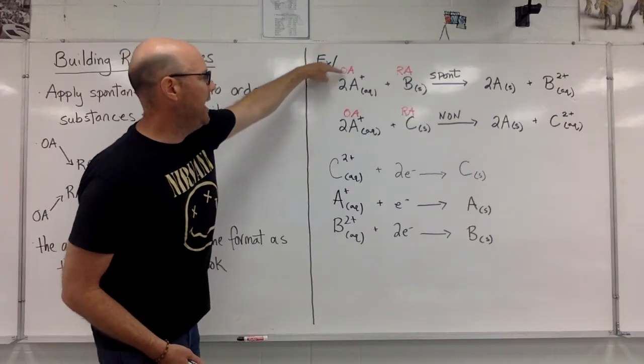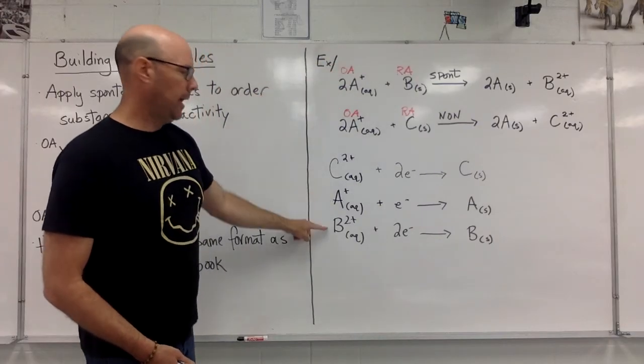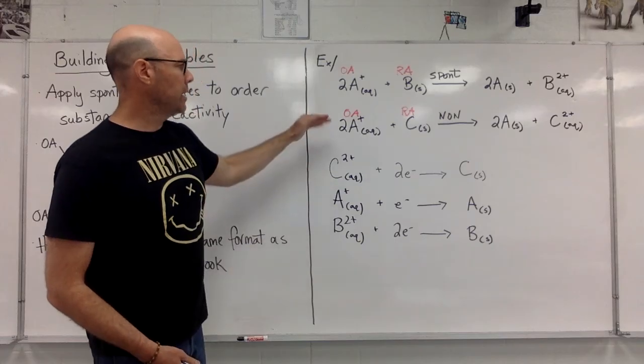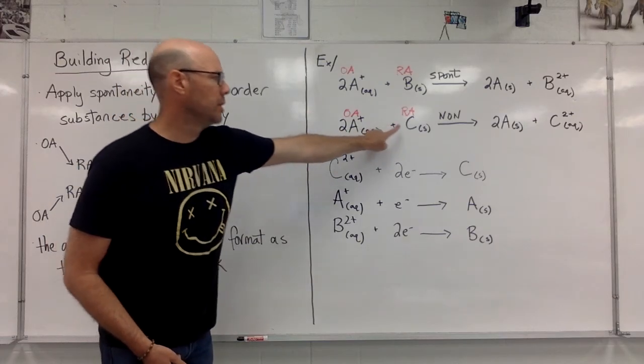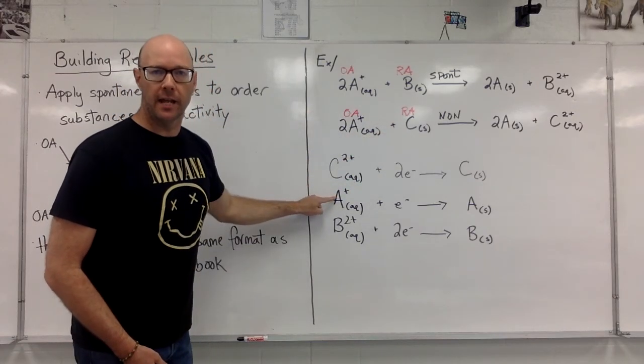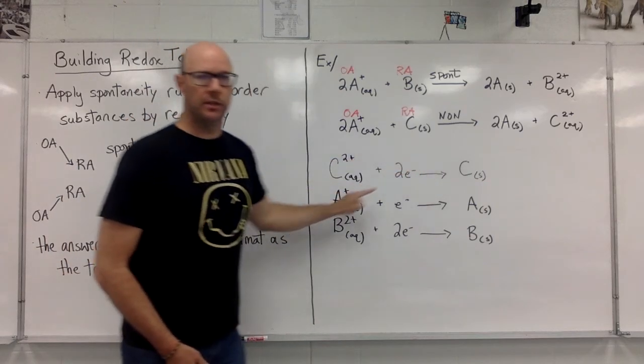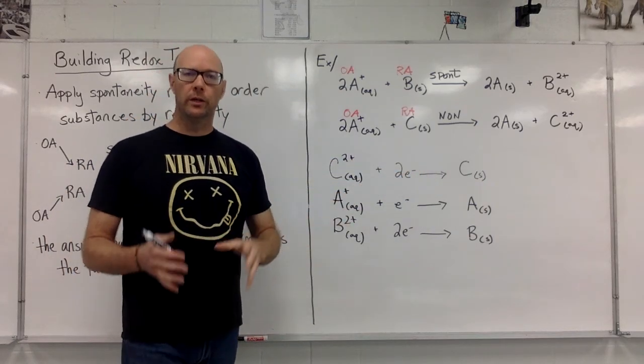I can double check to look at my original question to see if I'm right. The first one says A is higher than B. In the second reaction, the A plus ions must be below the C solid. Here's the A plus ions below the C solid. We've built a redox table.